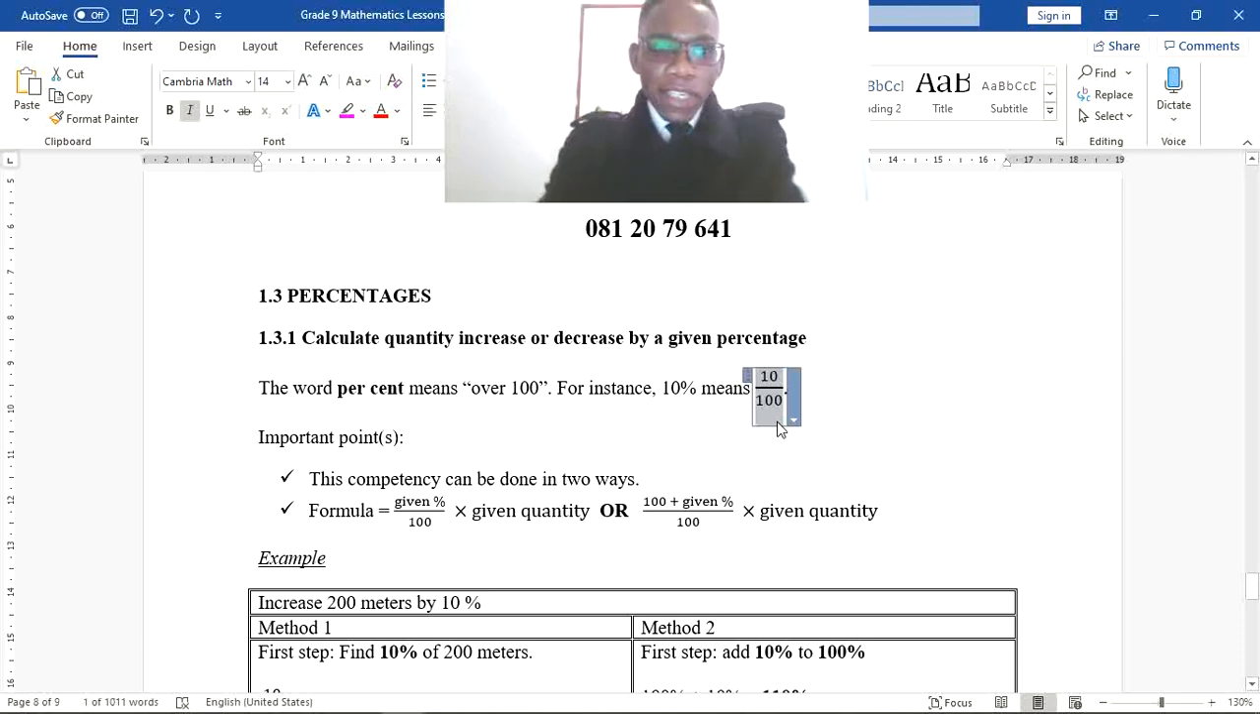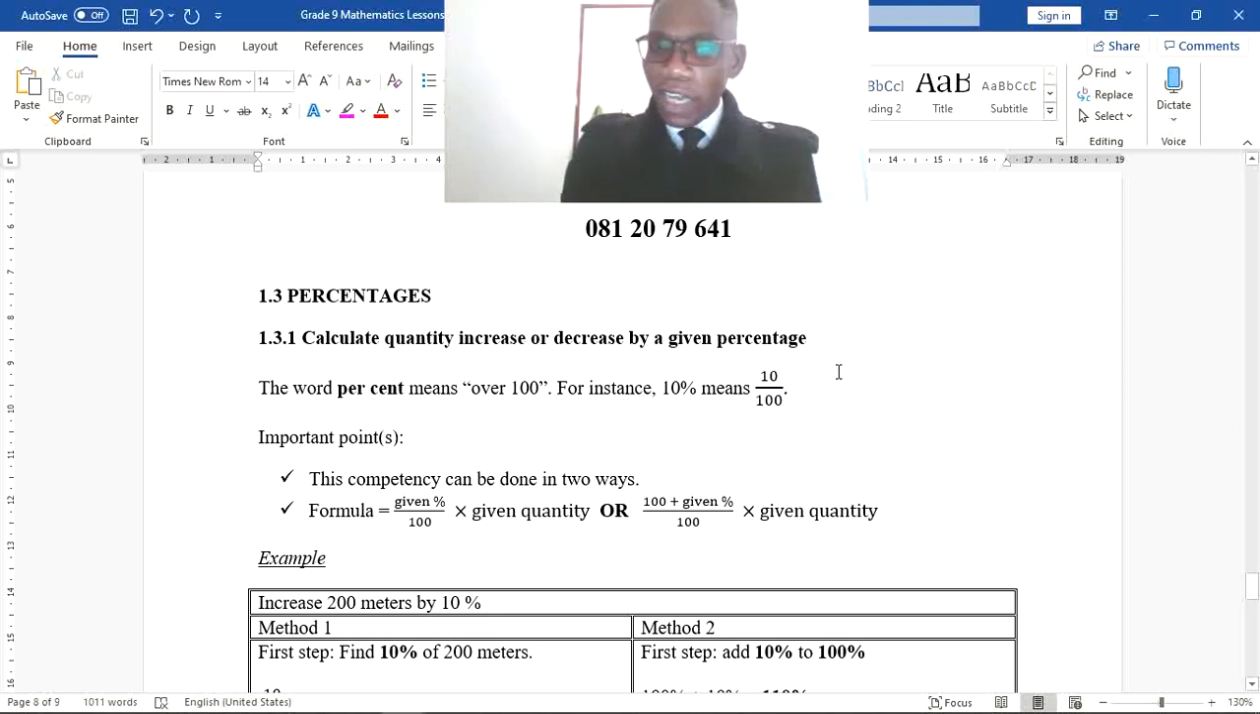Percentages are a very useful concept in mathematics. We use it very often, and we even use it to express your marks. Let's say you have written a test out of 20, and then we can express your marks as a percentage. Let's say you have scored 15 out of 20. We say 15 out of 20, then you multiply that by 100 so that we can express your mark as a percentage. It's a very useful concept in mathematics and also other subjects.